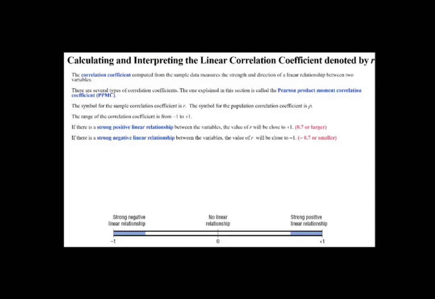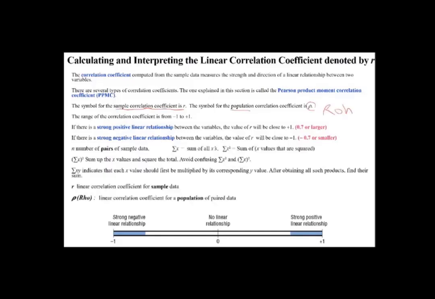If there is a strong positive relationship between the variables, the value of r will be close to +1, 0.7 or larger. If there is a strong negative linear relationship between the variables, the value of r will be close to -1, -0.7 or smaller. We use r for sample correlation, and for population, we use rho.